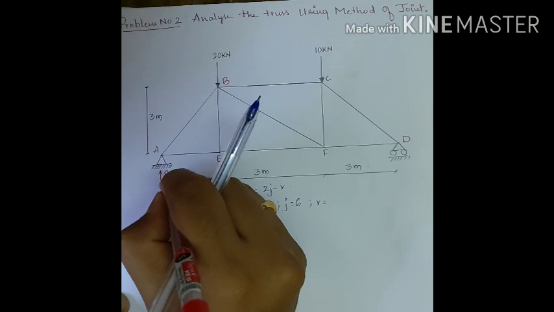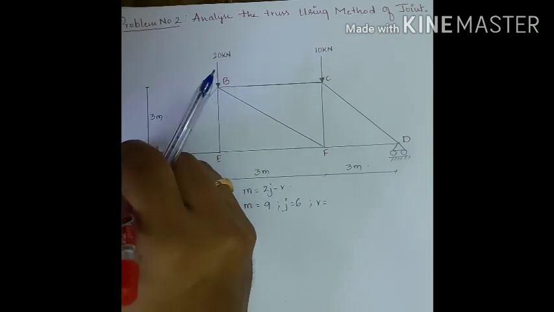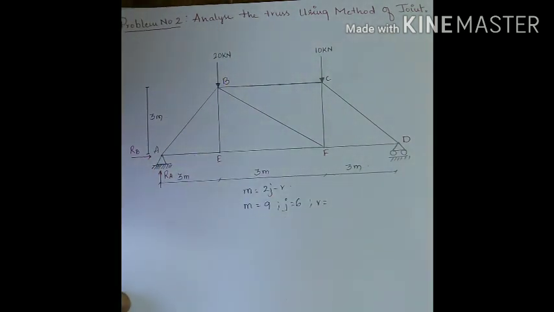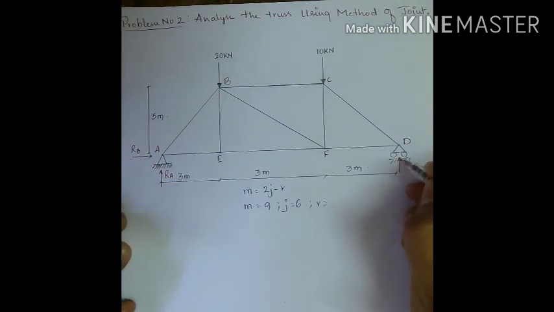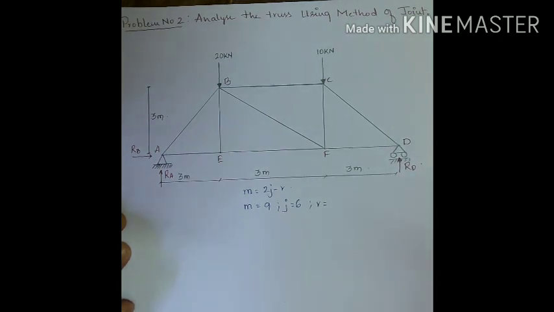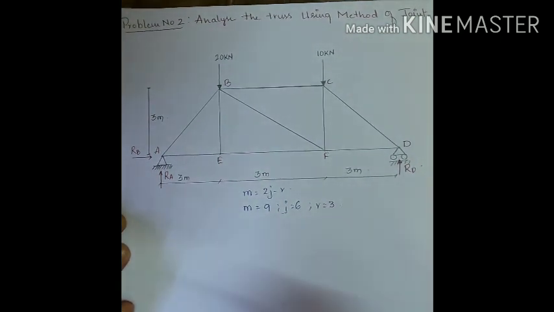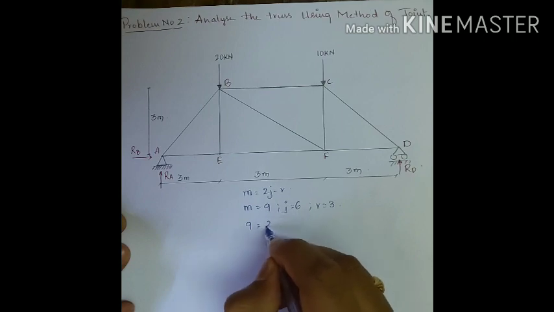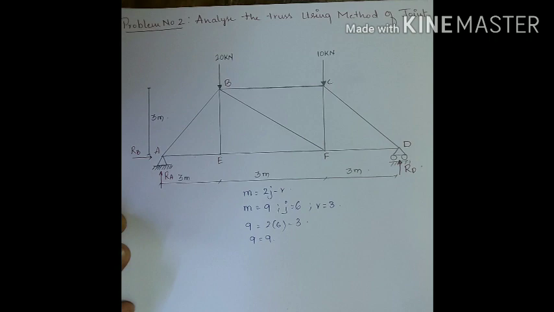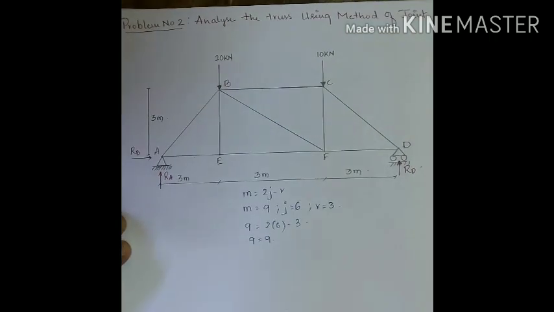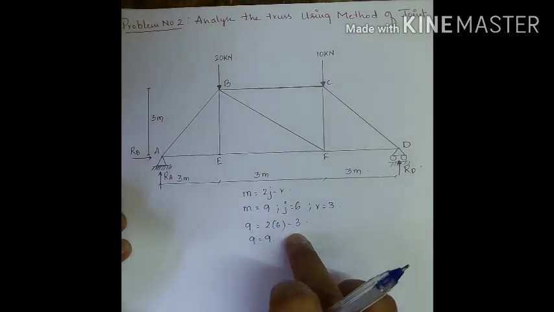this is RA, this is RB. The reactions for a pinned joint is 2. For a roller support it is 1. So total reaction is 3. Therefore 9 members, 2 into 6 minus 3 is equal to 9. Hence the structure is stable and we can say that the structure is a determinate structure.